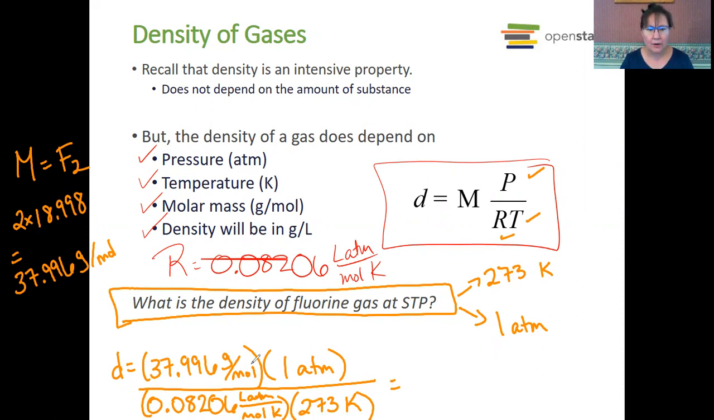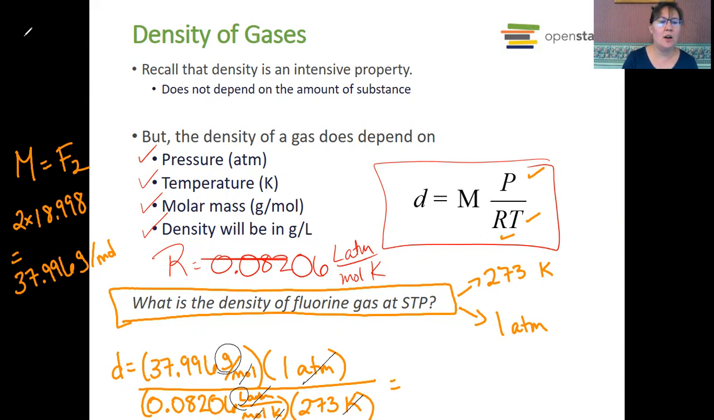Okay, so the reason I showed all that is because I want to be able to cancel some things out. So here I have moles, cancel with moles. They're in the numerator and the denominator, so they can cancel. And now I have atmospheres and atmospheres, and those will cancel. And then here I have kelvins and kelvins, those will cancel. And look, I'm left with grams per liter. Okay, and that is the units of density for gases.